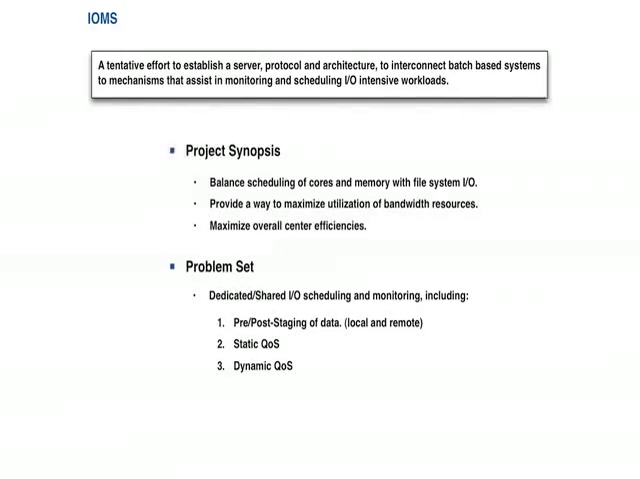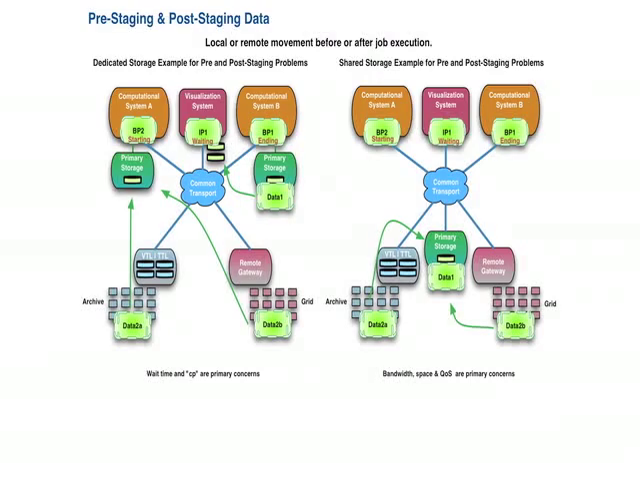So we're trying to balance these things, and really the problem sets we're trying to address are pre- and post-staging of data for local and remote facilities, static quality of service, and dynamic quality of service. To give you an idea of what we mean when we say pre- and post-staging of data, imagine trying to move data around a large center that might have two large computational systems and a visualization system. These would be individual clusters. This might be like Jaguar. Oak Ridge has a large visualization system, what they call a power wall, which is a 24-node cluster that runs a large visualization display so scientists can come in and look at their data. And they might have a third or fourth computational system off doing something else.